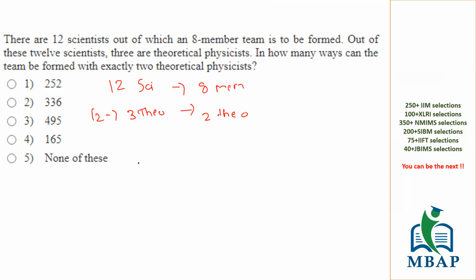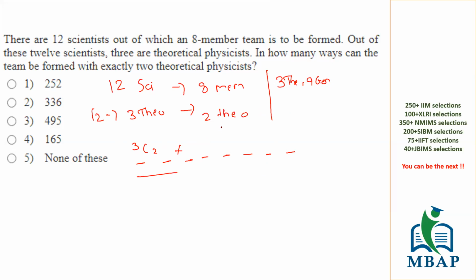Okay. So let us say we have to make this 1, 2, 3, 4, 5, 6, 7, 8. We have to make this 8-member team. Now you have three Theo and say 9 general scientists, other scientists. Out of this eight, two are to be given to the Theo. So from three we have to select two. So this will be done in 3C2 ways.